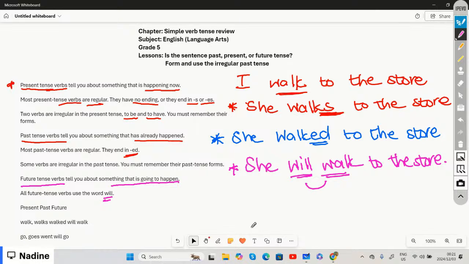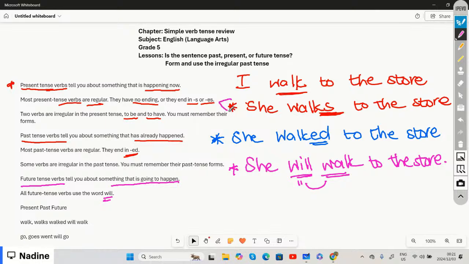Going to happen means that it is something that can happen tomorrow, later tonight, next week, next month, next year. It is going to happen. Anything that hasn't happened yet shows the future tense, and we add the word will in front of our verb to show our future verb tense. Will walk to the store.